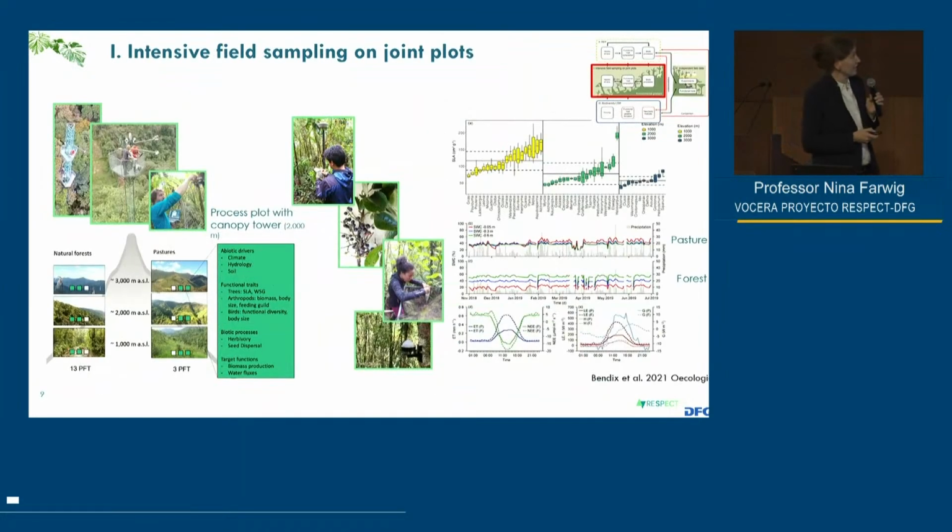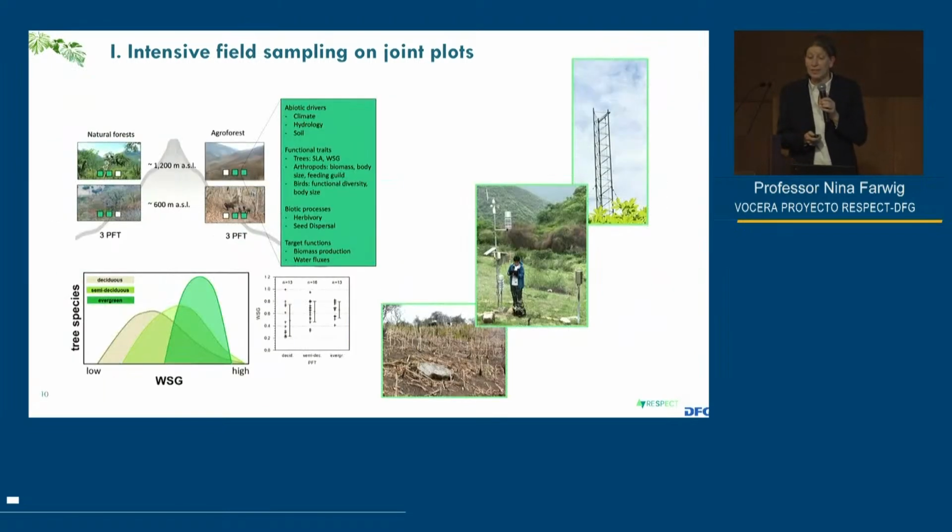So what we did is, on the one hand, working from 1,000 to 3,000 meters in natural forests and pastures, we collected a lot of abiotic drivers, functional traits such as the specific leaf area, and also biotic processes, so that we can model target function in the end and have a wealth of data in the mountain rainforest, and are currently in the process of collecting such data in the dry forest.